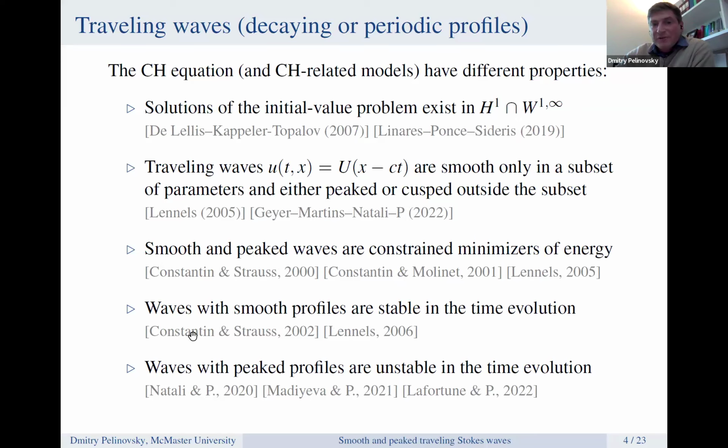For the waves with smooth profile, it was proven that the waves are still stable because there is a momentum density which can be used to control the slopes for the waves with the smooth profiles. But for the waves with peak profiles, they are unstable in the time evolution. The perturbations do not grow in H1 because of these constrained minimization properties, but the perturbations do grow in W1 infinity, and that makes the profiles unstable.